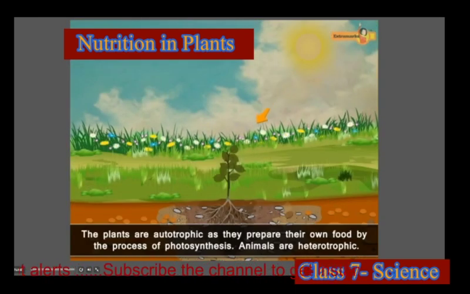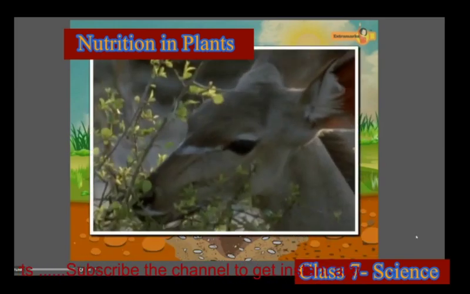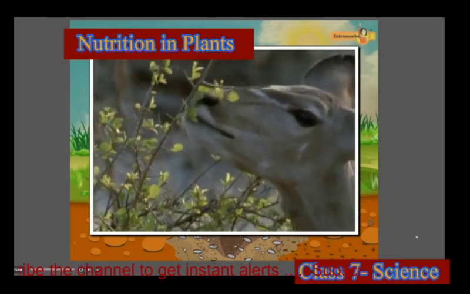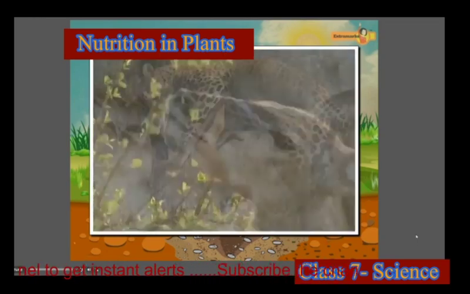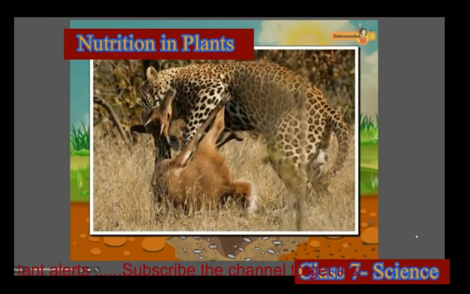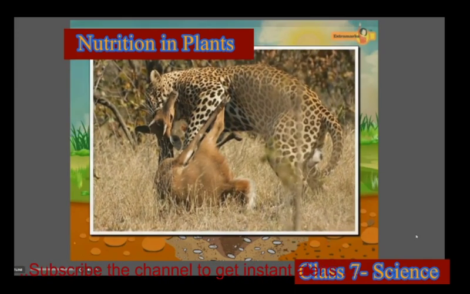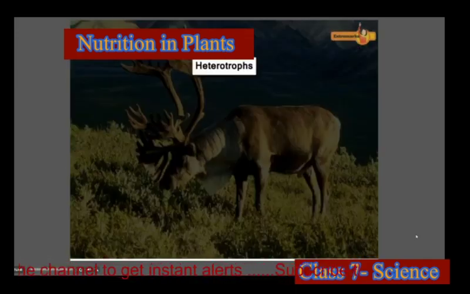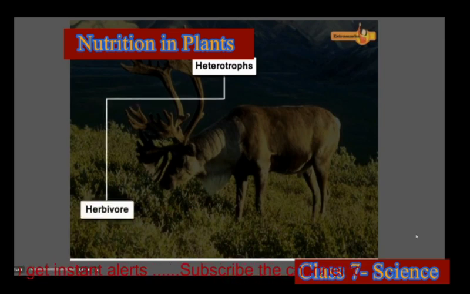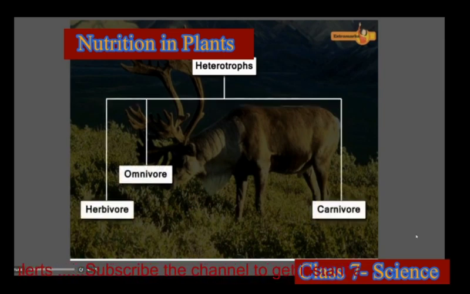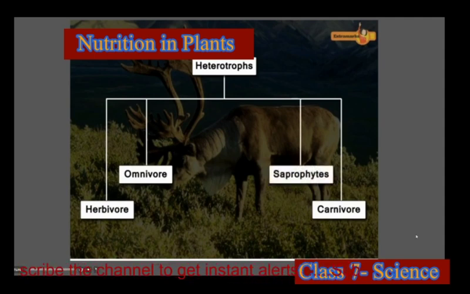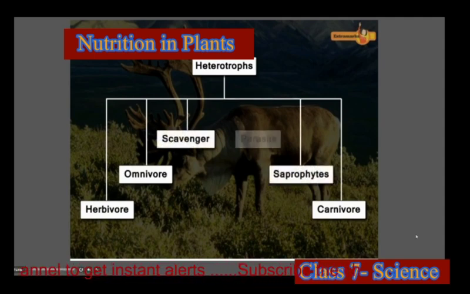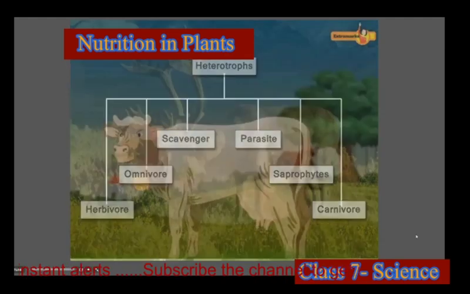The plants are autotrophic as they prepare their own food by the process of photosynthesis, but animals are heterotrophic. Animals get their food from plants, either directly by eating plants or indirectly by eating animals that eat plants. There are different types of heterotrophs: herbivore, carnivore, omnivore, saprophytes, scavenger, and parasite.